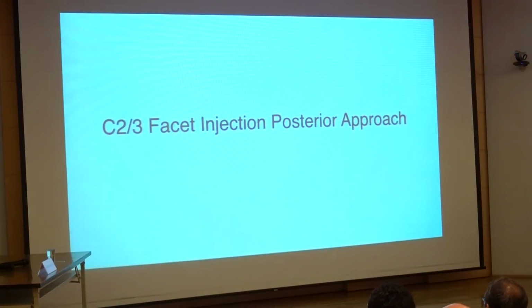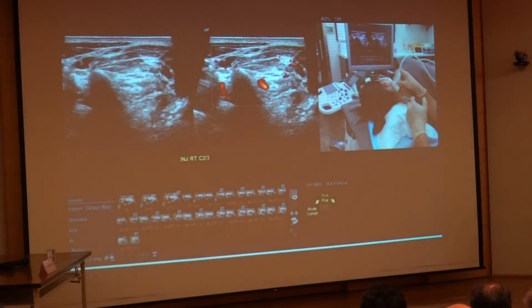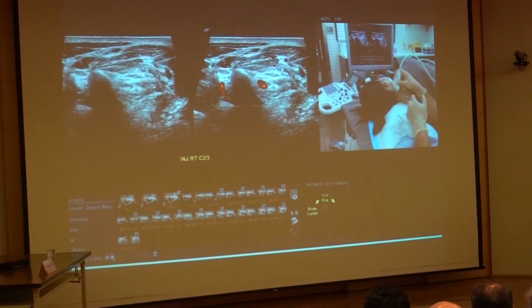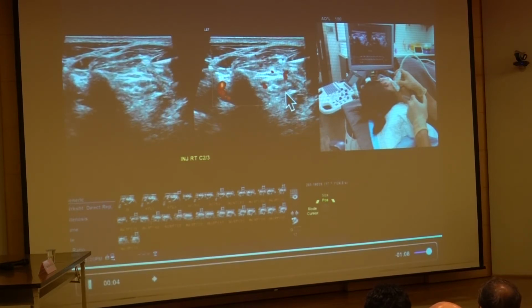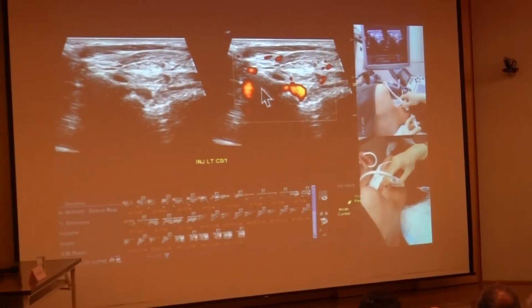Next, for the C2-3 facet posterior approach, it's simple. Basically more like your TON injection. I will be quick. Basically it just goes posterior approach.